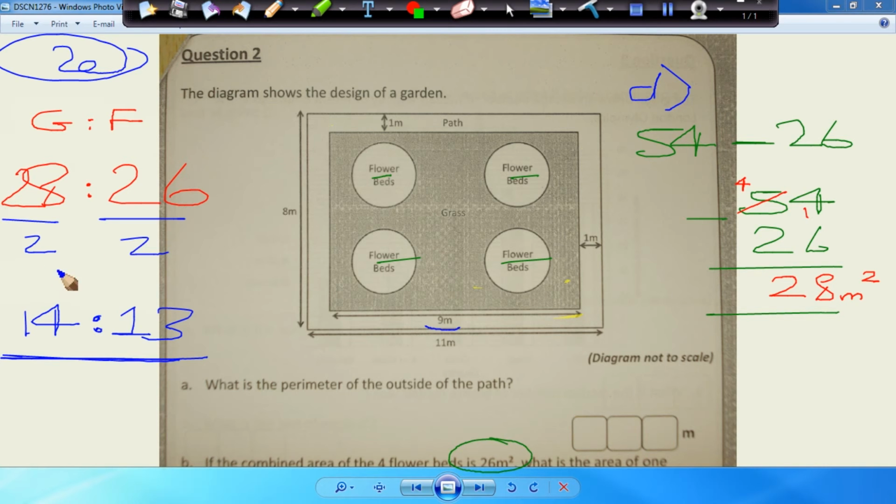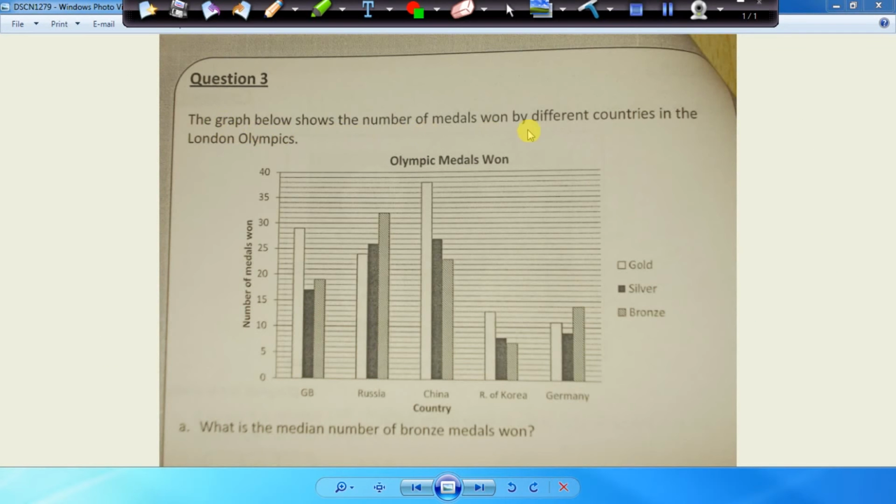Okay. Now question number 3, the graph below shows the number of medals won by different countries in the London Olympics. So we have the country along the bottom, G8, Russia, China, R of Korea, Germany, and we have the number of medals won here, which is the frequency, and we have gold in the white bars, silver is the black bars, and bronze is the stripy bars.